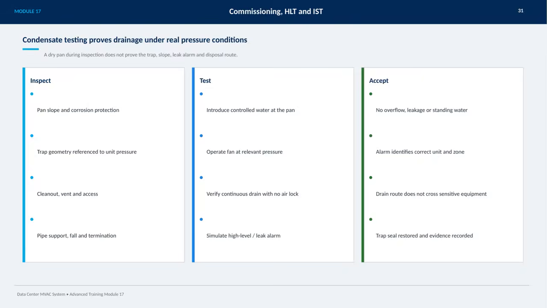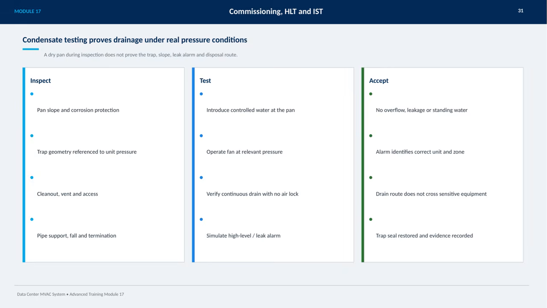On this slide, we're focusing on the importance of condensate testing to confirm proper drainage under real pressure conditions. A dry pan during inspection alone isn't enough to prove that the trap, slope, leak alarm, and disposal route are all functioning correctly. We start by thoroughly inspecting several key components: the pan slope and corrosion protection, the trap geometry as it relates to the unit pressure, cleanouts, vents, and access points, plus pipe support, fall, and termination.